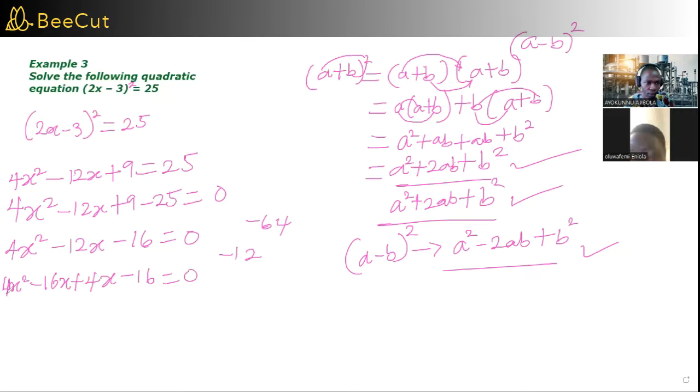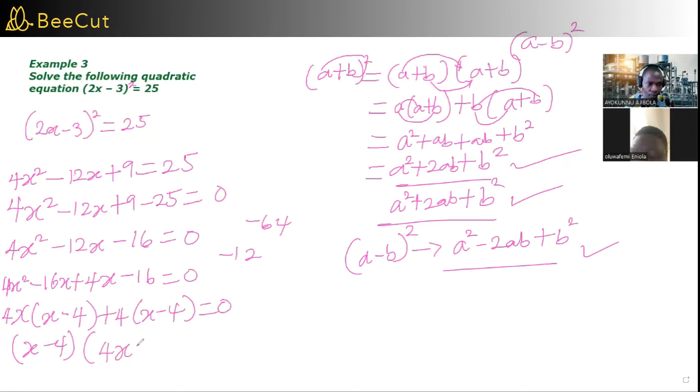Now here you have 4x common, so 4x into x minus 4. This divided by 4 gives me 4. So what is common to this side? Only 4. So plus 4 into x minus 4 equal to 0. Now I have x minus 4 into 4x plus 4 equal to 0. Are you following that? Yes, sir.